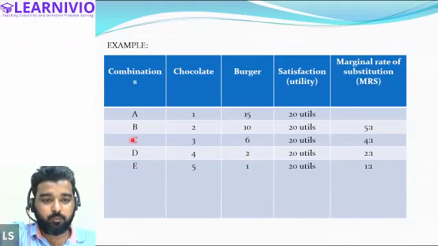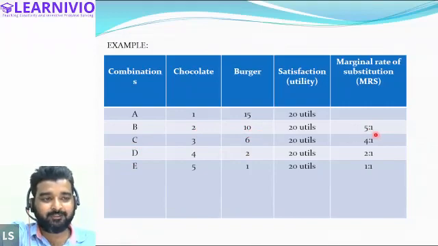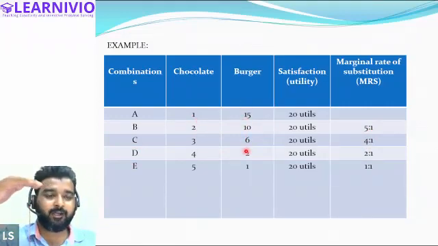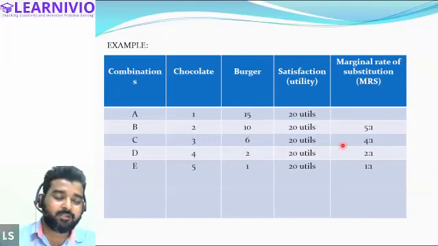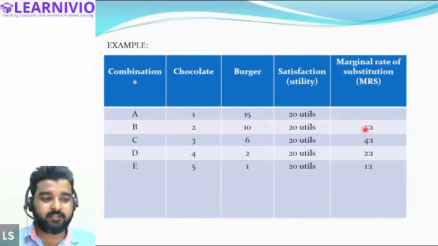In combination C, what happens? The customer again increases the consumption of chocolate by 1 unit, and this time burger is sacrificed by only 4 units. So this time marginal rate of substitution will be 4:1. One thing you will note here is that every time the quantity of chocolate is increased, burger will be reduced. This is because the customer has to maintain the same amount of satisfaction. But the thing which is noticeable here is that the customer is sacrificing fewer units every time. Initially, the customer agreed to sacrifice 5, then 4, then 2, and after that 1 only.